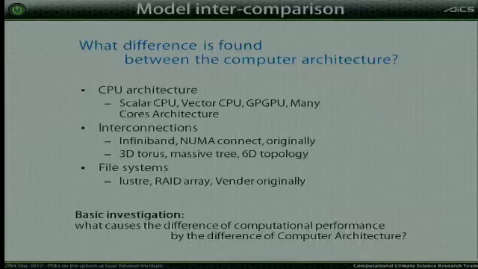And of course, we want to focus on the computational performance. So what differences are found between computer architectures? We have many options for CPU architecture, interconnections, and file systems. So what causes the difference in computational performance due to the difference in computer architectures?